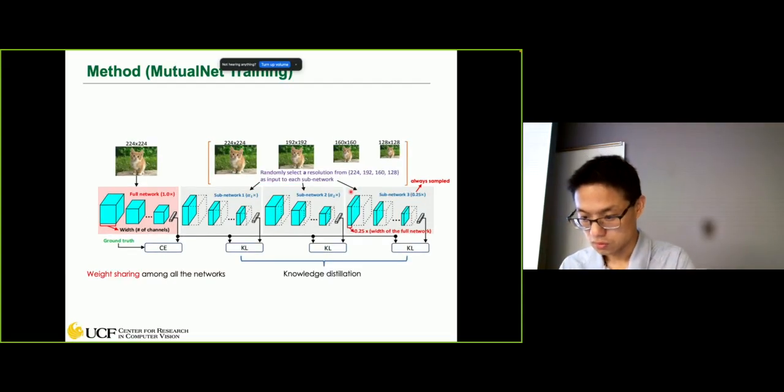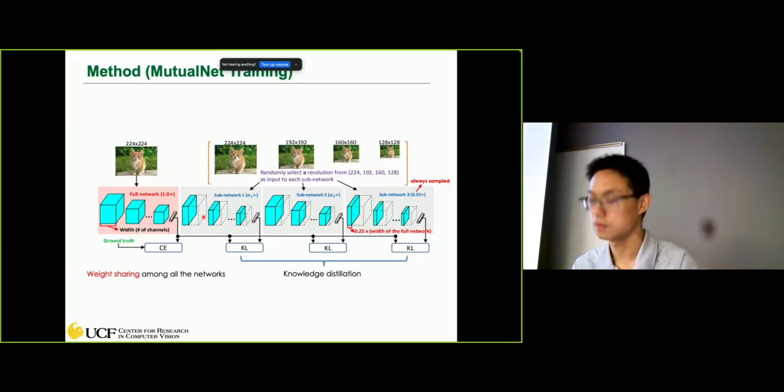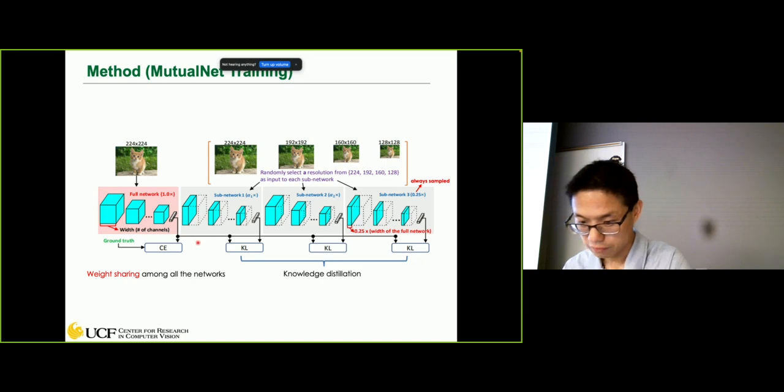So here we have the full network and all these subnetworks trained together. One thing to note is that these network weights are shared across the full network and the subnetworks. Basically, they don't have separate weights. All the weights are shared, and they optimize together. And for the full network, we have the cross entropy loss.